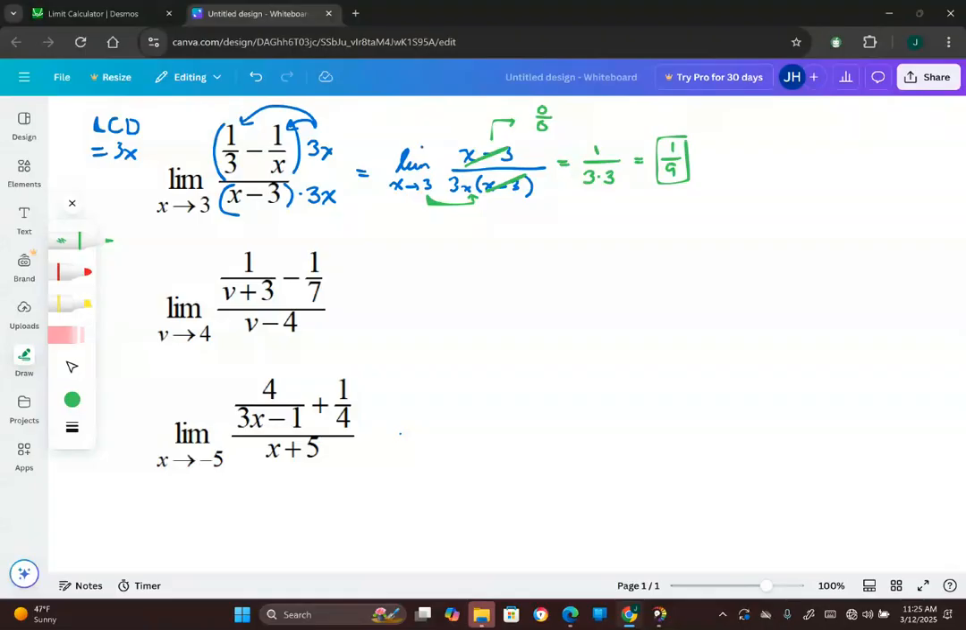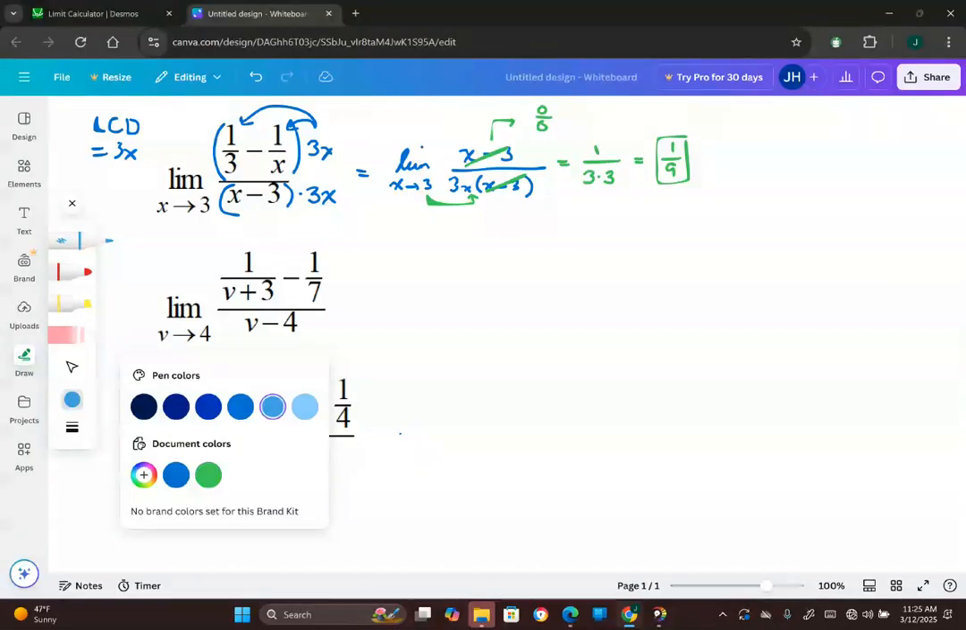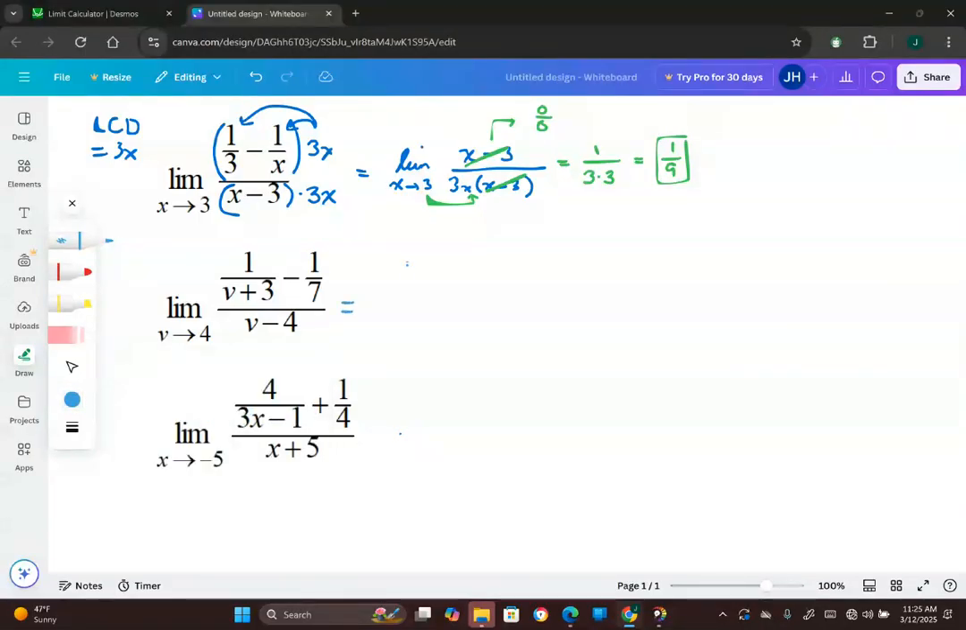So it's the same thing with this next problem. If I plug in 4, I'm going to get 1 over 4 plus 3, which is 7, minus 1/7. Well, daggone it, that's going to be 0. On the bottom, I've got 4 minus 4, which is also 0. Again, what we've run into here is an indeterminate form. So we're going to try something different.